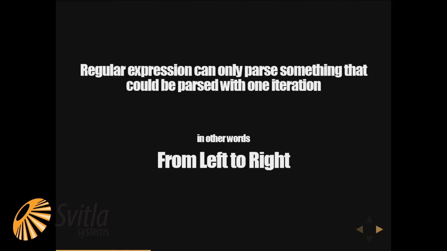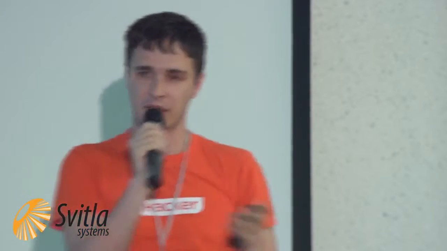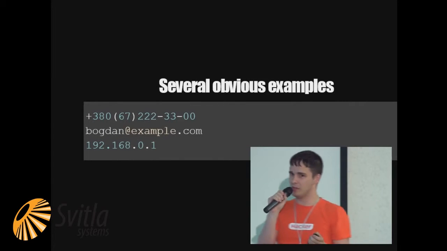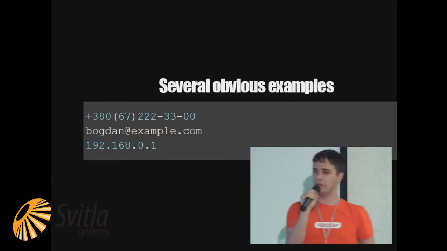So if I take an email, I can go from the left part to the right part without going around any cycles. This can be parsed with a regular expression. Several obvious examples are a phone number, an email, maybe an IP address. I can parse them with one iteration, I don't need any loops, and most of the features of the language are not required at all.